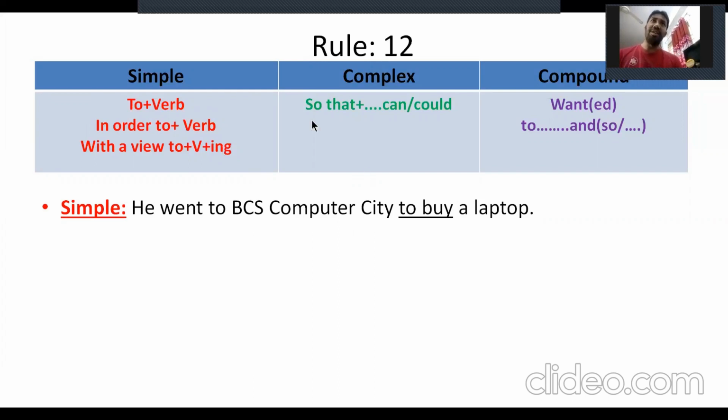To make the sentence complex, we need to replace the infinitive to plus verb structure with the subordinate conjunction so that. So use so that in place of to, and then take the subject from the main clause of the sentence. Here in this case, the subject is he. If you use so that here, it will read like this: he went to Business Computer City so that he. As the sentence is in past tense, I am taking the modal auxiliary could: he could buy a laptop.